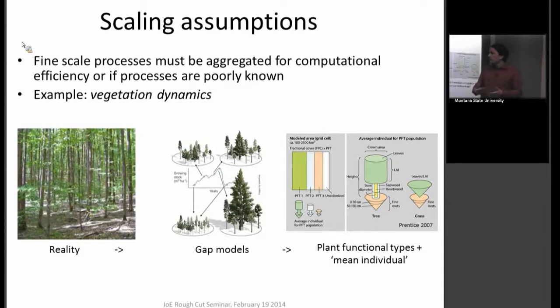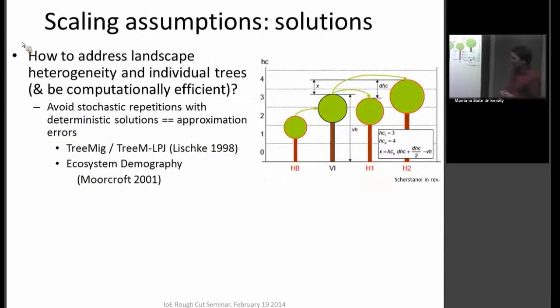And so with the DGVM, you don't have any landscape heterogeneity, and you also don't have any diameter distributions or individual trees, because everything is represented by this mean individual. So there's been some work to try to figure out how we can represent this landscape heterogeneity and have diameter distributions and cohorts within a DGVM at large scales, and also be computationally efficient. As I mentioned, with a traditional gap model, you have to run it maybe 50 to 100 times to average out the stochasticity and to represent the landscape by geography and by geochemistry.